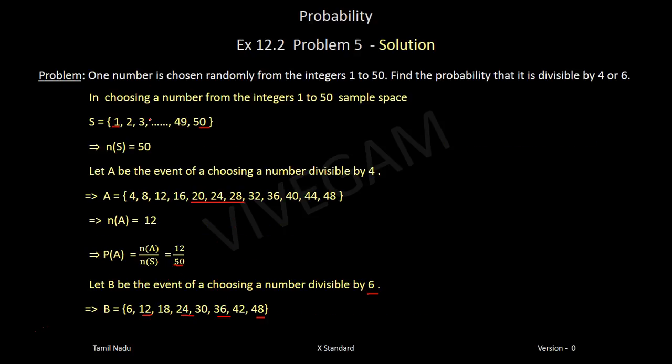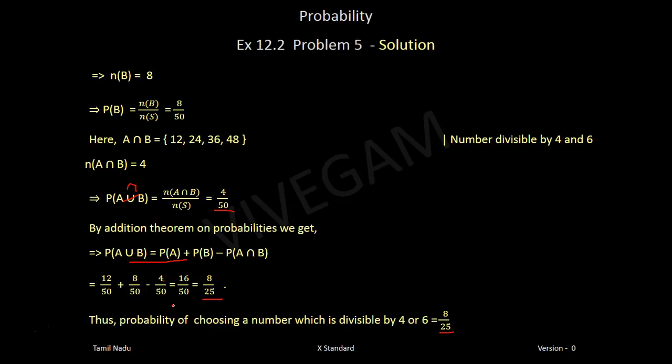Then go back to set B and find elements which are divisible by both 4 and 6. Because that's what A intersection B means, right? So then you list out all the elements. Find n of A intersection B. That is 4. Then find probability of A intersection B. So now you have all the three: probability of A, probability of B and probability of A intersection B.